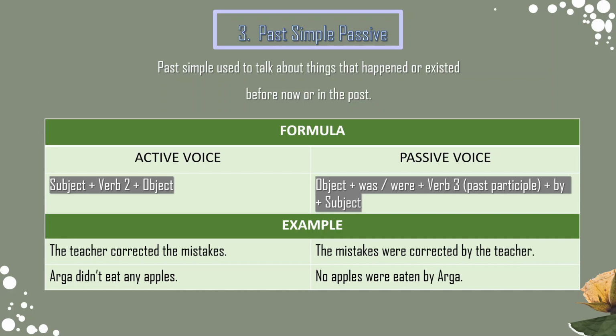The teacher corrected the mistakes, and we change into the passive voice: the mistakes were corrected by the teacher. The next example: Arga didn't eat any apples, and we change into the passive voice: no apples were eaten by Arga.